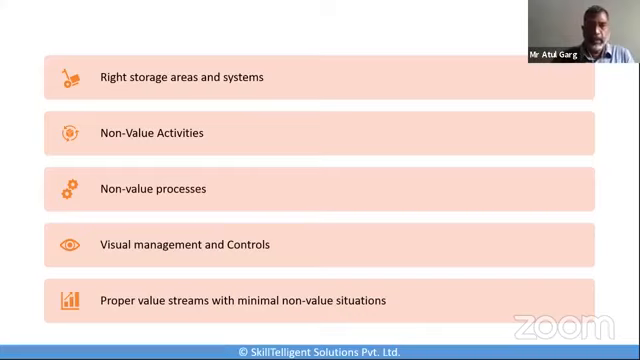For the non-value processes like reworks and rejections, we identified that there were a lot of machine issues.